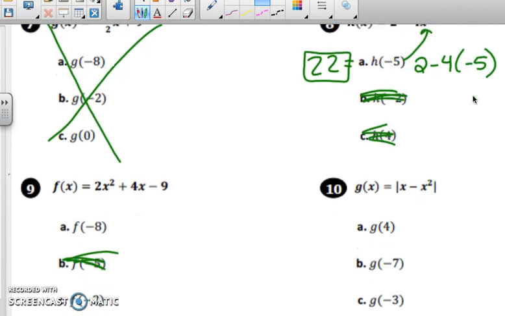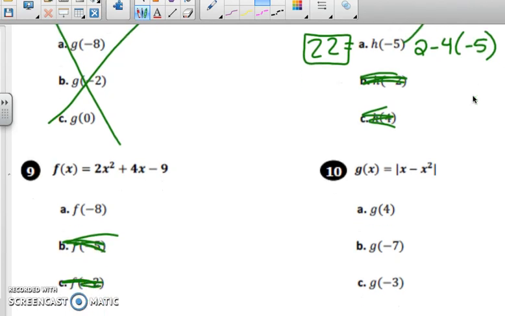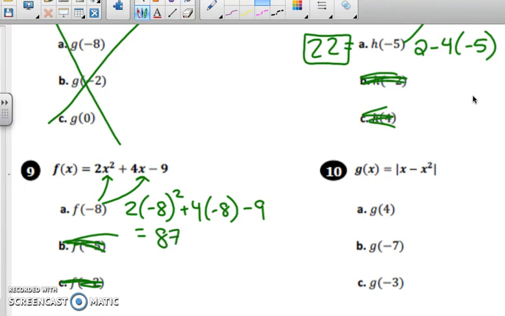Okay. Same thing here on number 9. You're going to input -8 twice like we did before. So we'd start off with 2 parentheses -8 squared plus 4 parentheses -8 and then subtract 9. Let's type that in together. Squared plus 4 times -8 minus 9. You should have gotten 87.